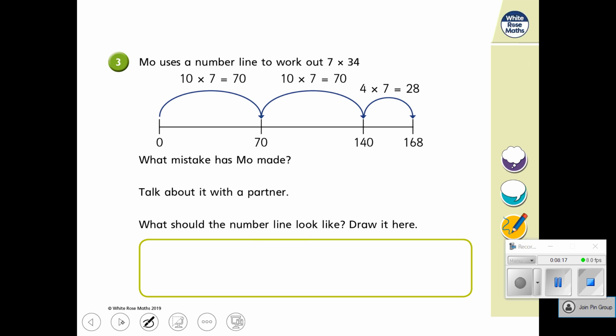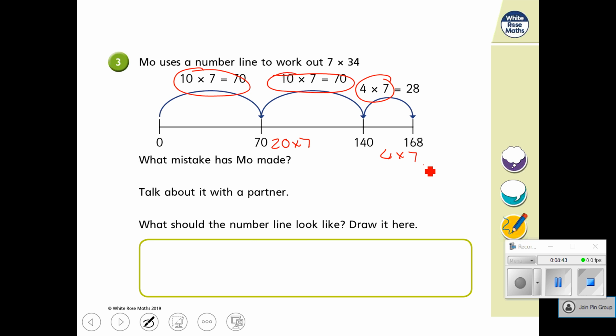In our next question, Mo is also using a number line, but he has made a mistake. So what we need to do is spot the mistake. Okay, so I'm looking at Mo's number line, he's used 2 lots of 10 times 7. So that is 20 times 7, and he's used 1 lot of 4 times 7.